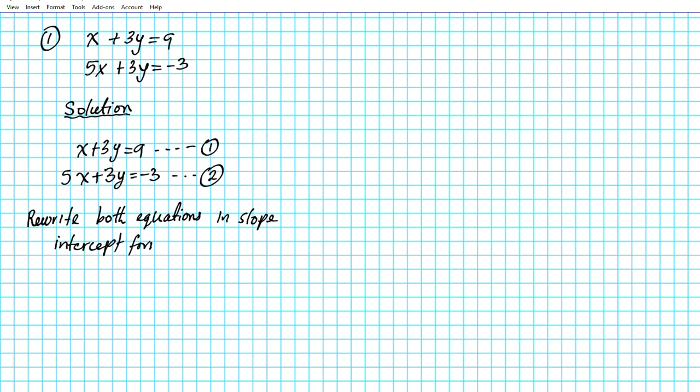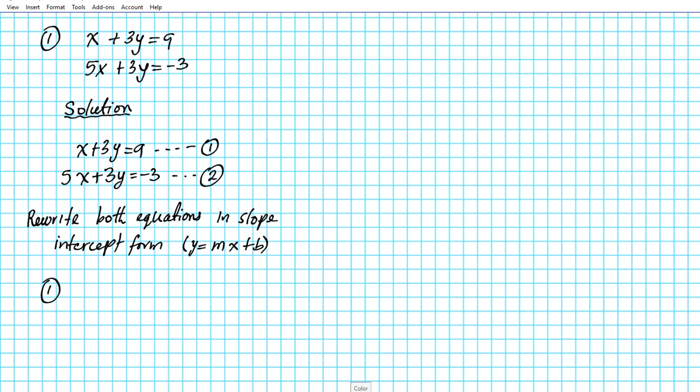What on earth is a slope-intercept form? The slope-intercept form is y equals mx plus b. So what we're basically trying to do is isolate y in both equations so that it's easy for us to graph. Okay, so let's start with the first line, line 1.